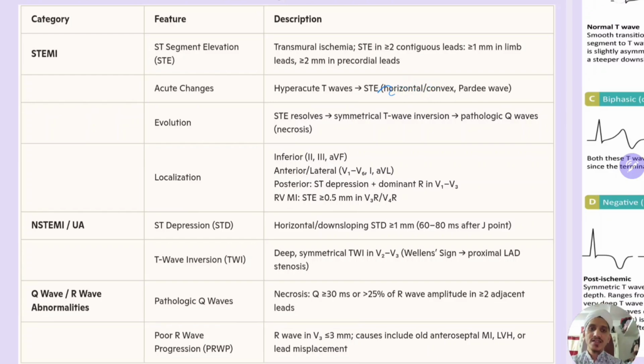After the hyperacute T waves, there will be ST elevation, either horizontal or convex or a dome-shaped wave. It can be either like this or like this.